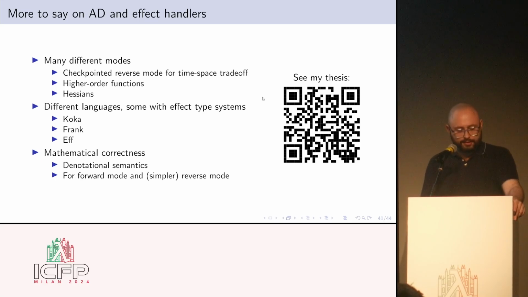So, conclusion. There's actually a lot more to say on AD and effect handlers. You can look at my thesis. There are many different modes. There's checkpointed reverse mode, which does a time and space trade-off. There's also higher-order functions and higher-order derivatives. There are also different languages, some with effect type systems, which can help you avoid some AD-specific bugs. So in my thesis, I also look at Koka, Frank, and F#. And there's also mathematical correctness to consider. So using denotational semantics, I prove forward mode and a simpler, non-stateful reverse mode correct.